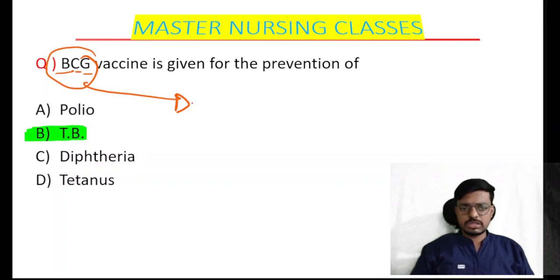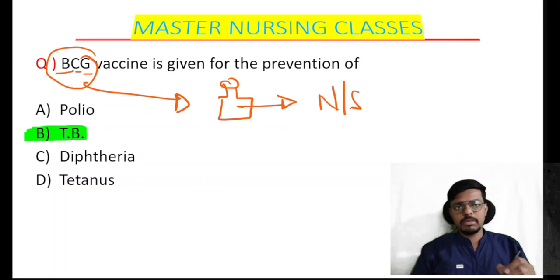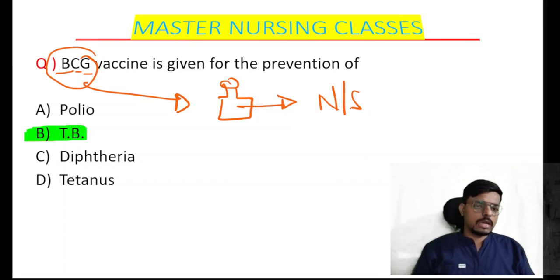The next question on the BCG vaccine is, which diluent will you use to dilute the BCG vaccine? Students, all of you know that the BCG vaccine comes in freeze-dried form, that is, in powder form. In order to dilute this BCG vial, we have to use normal saline. For measles we use distilled water. For BCG dilution we use normal saline.